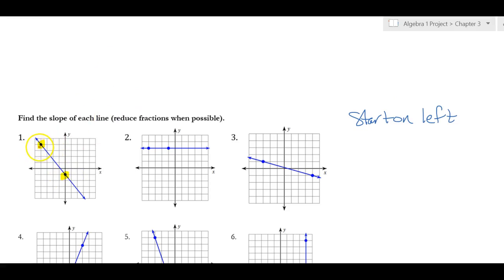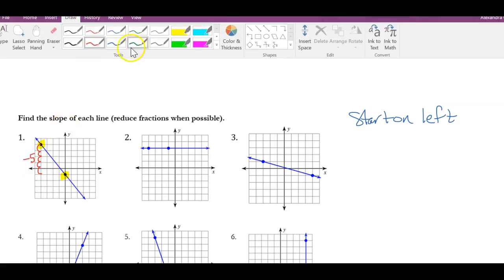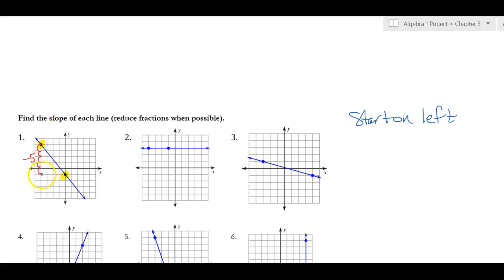So to get from this first point, I go down 1, 2, 3, 4, 5. So I went down 5, and then I go over 1, 2, 3, 4. So my slope for this is negative 5 over 4. I cannot reduce it, so I keep it like that. Don't make slope a mixed number. Improper fractions are better for slope.